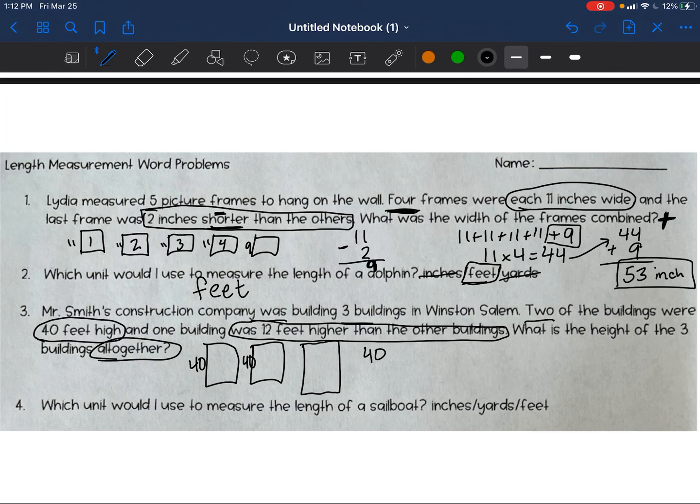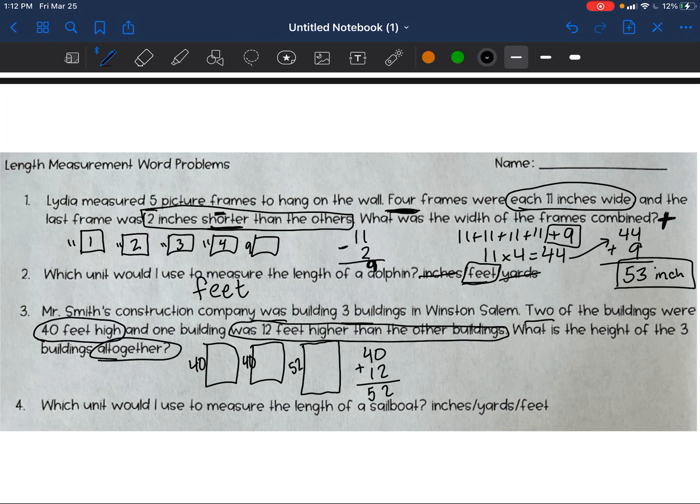So would that be 40 plus 12? Or would that be 40 minus 12? Higher means plus. So we would want to add 12 feet to the 40 feet to get how big the third building was. So 0 plus 2 is 2. 4 plus 1 is 5. So the other building is 52 feet high.